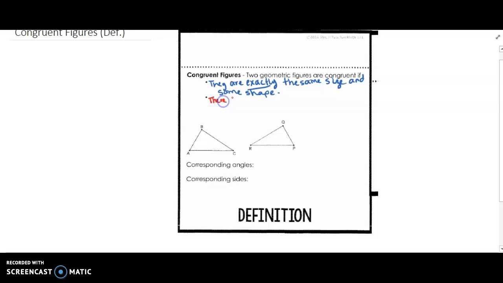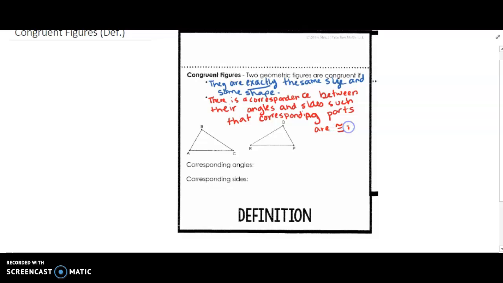But there is a correspondence between their angles and sides such that corresponding parts are congruent.